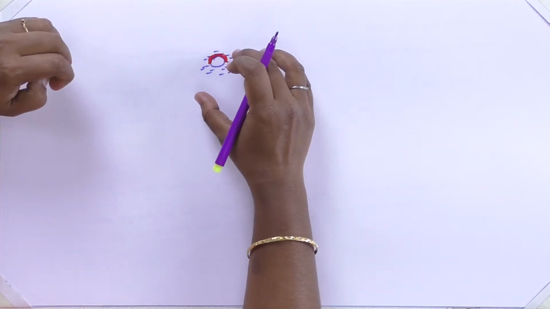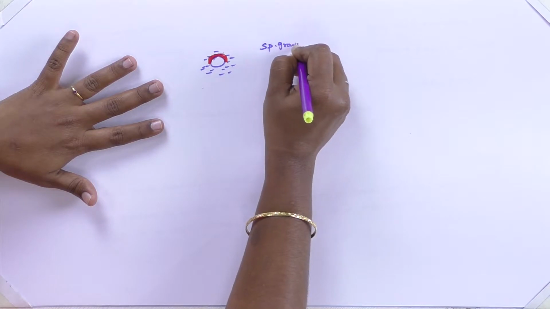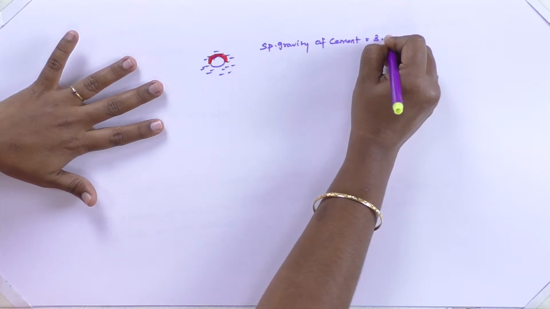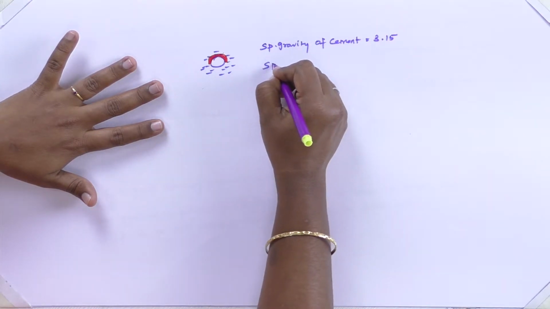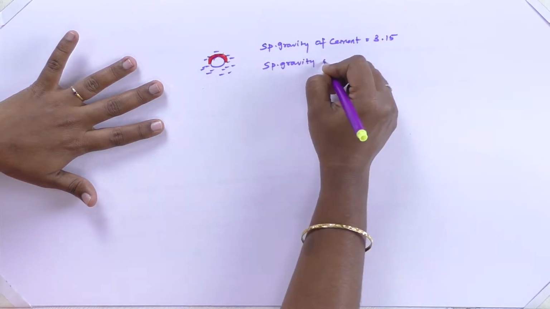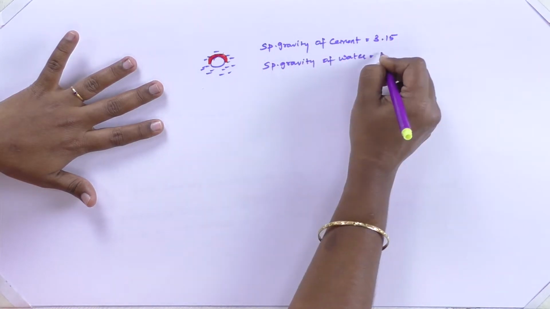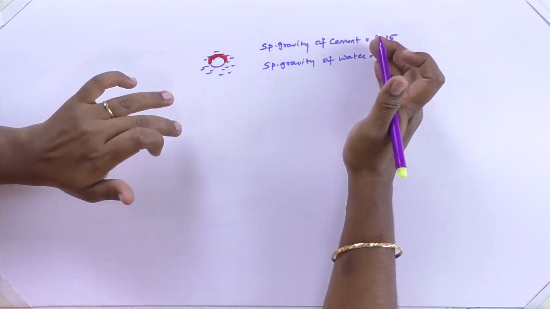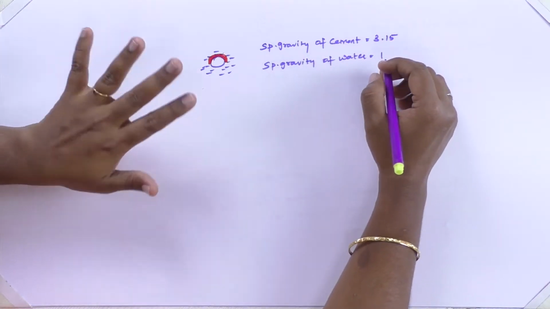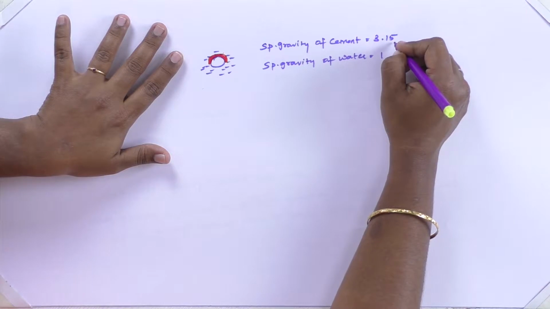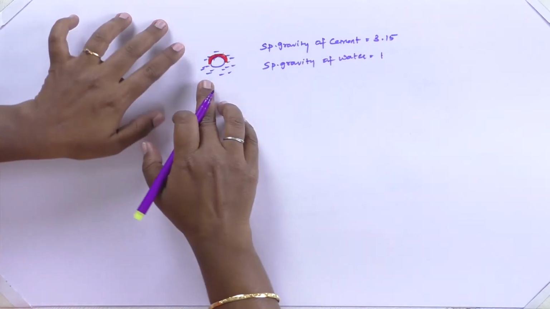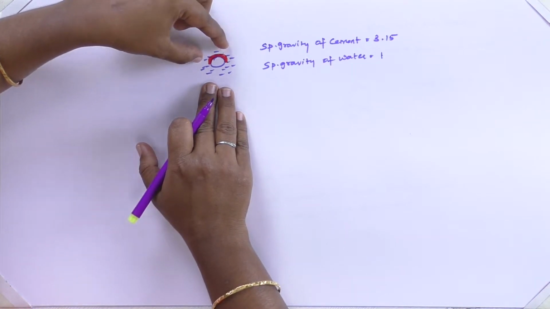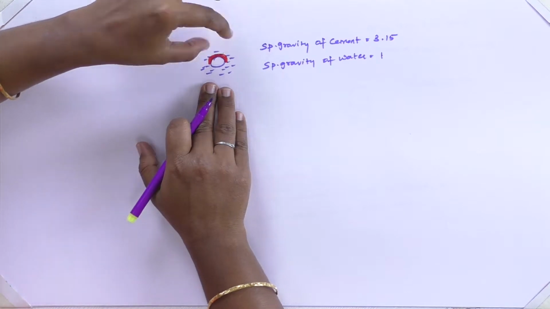And how is it being done? Specific gravity of cement is 3.15 and specific gravity of water is 1. When these two react, the specific gravity of the products will be somewhere in the range below 3.15 and above 2, and that's the reason why the products of hydration are formed on the surface of the cement grain.